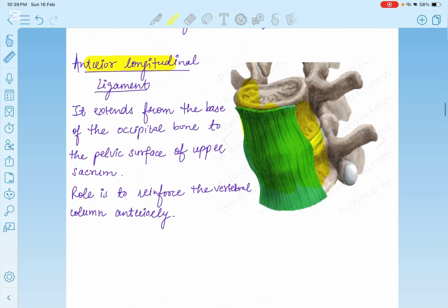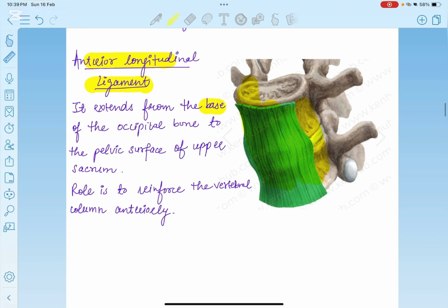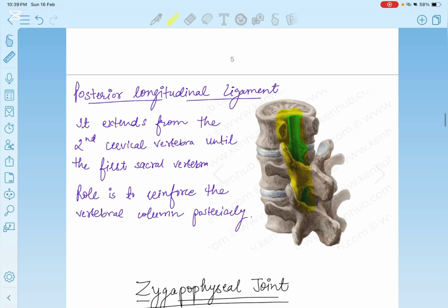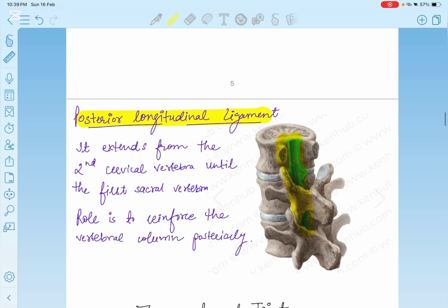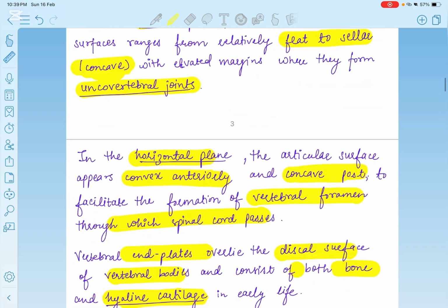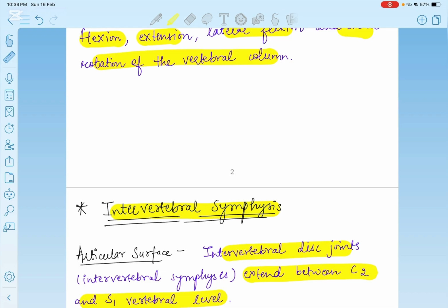The anterior longitudinal ligament extends from the base of the occipital bone to the pelvic surface of the upper sacrum. What is the role? The role is to reinforce the vertebral column anteriorly. The posterior longitudinal ligament extends from the second cervical vertebra to the first sacral vertebra. Its role is to reinforce the vertebral column posteriorly. So this was all about intervertebral symphysis or intervertebral joints.